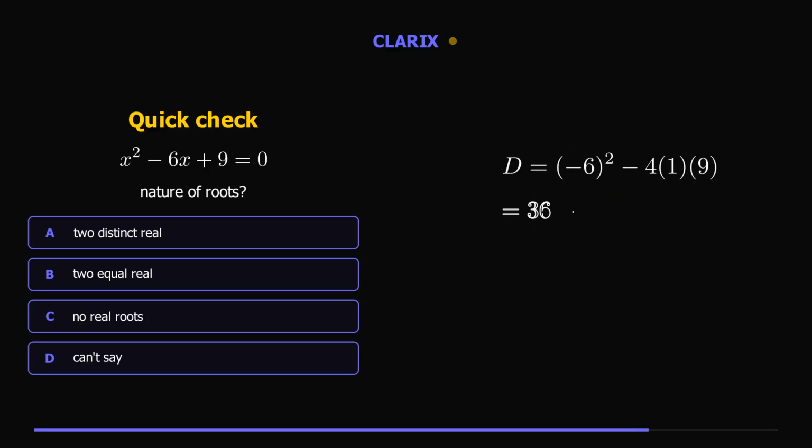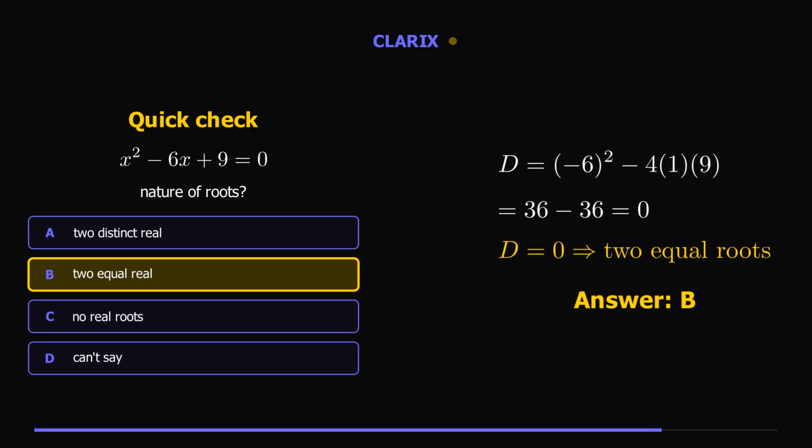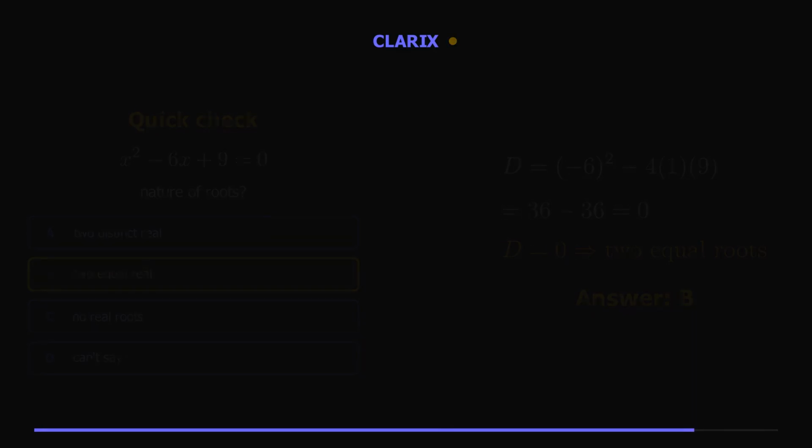Compute the discriminant. a is 1, b is minus 6, c is 9. D is minus 6 squared, 36, minus 4 times 1 times 9, which is 36. So 36 minus 36 is 0. D equals 0 means two equal real roots. That's option B.